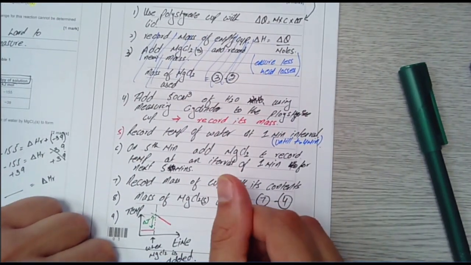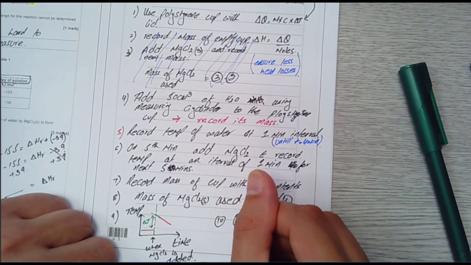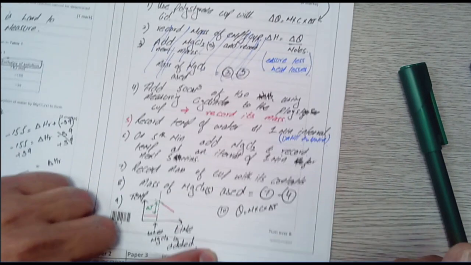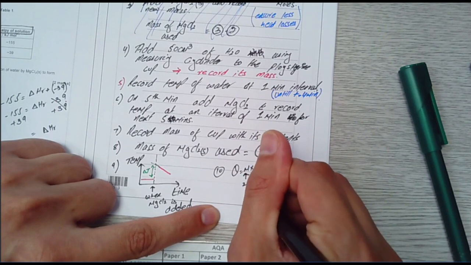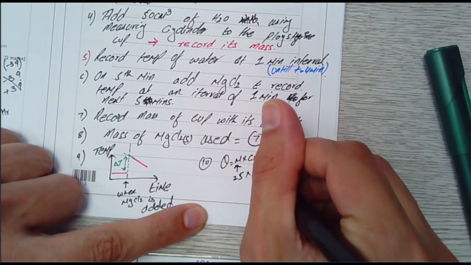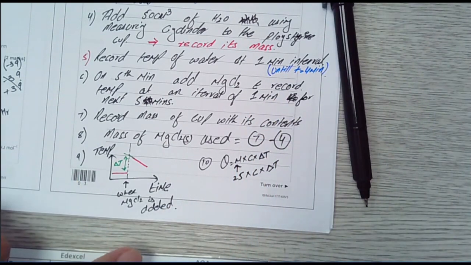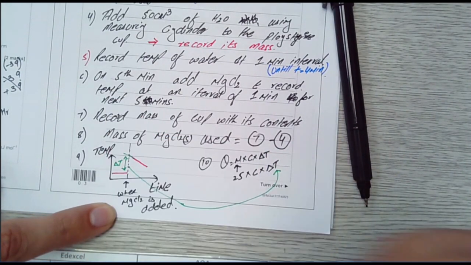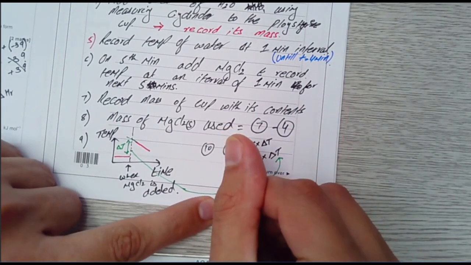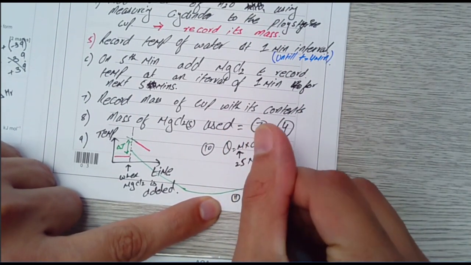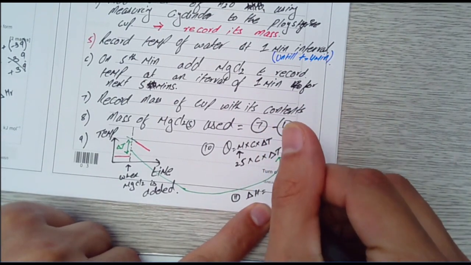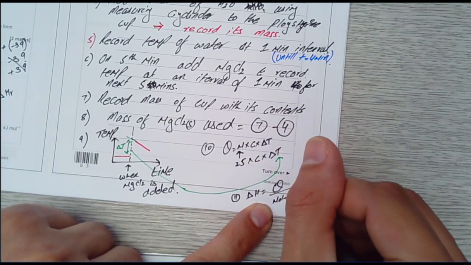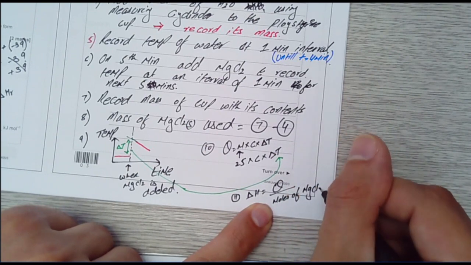So now I know the values here. I can then say step number 10 will be, I'll write down Q equals M times C times delta T. This will be 25, because the volume of water was 25, times C times delta T, which will come from here. Once I know this, then point number 11 will be delta H equals Q divided by moles of MgCl2.